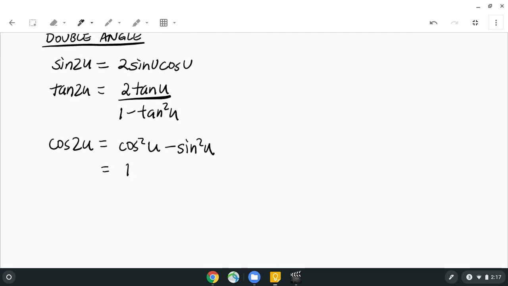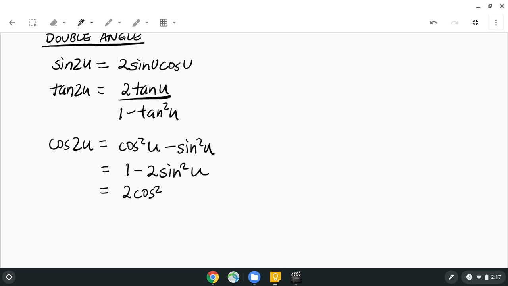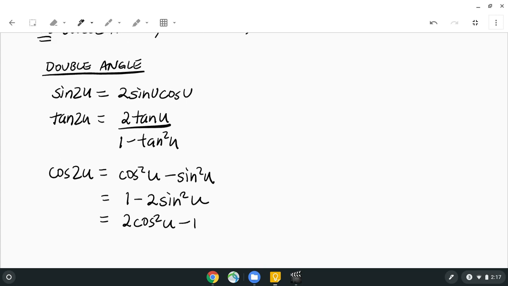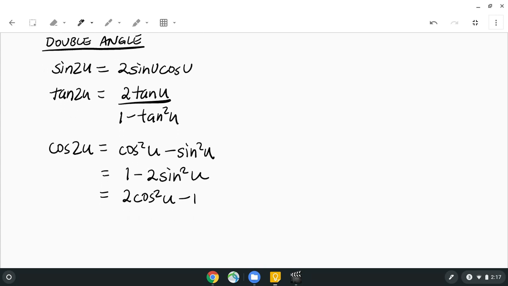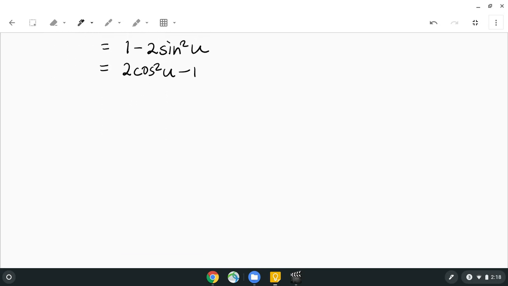So you can use that one. Or you can use this one, 1 minus 2 sine squared u. Or you can use this one. Both of these on the bottom here are derived from using the Pythagorean identity on that first one, replacing cosine squared or replacing sine squared. So I'm going to leave that one up, and I'm also going to write down the half angle formula. And that's the one that I want to pay extra attention to.